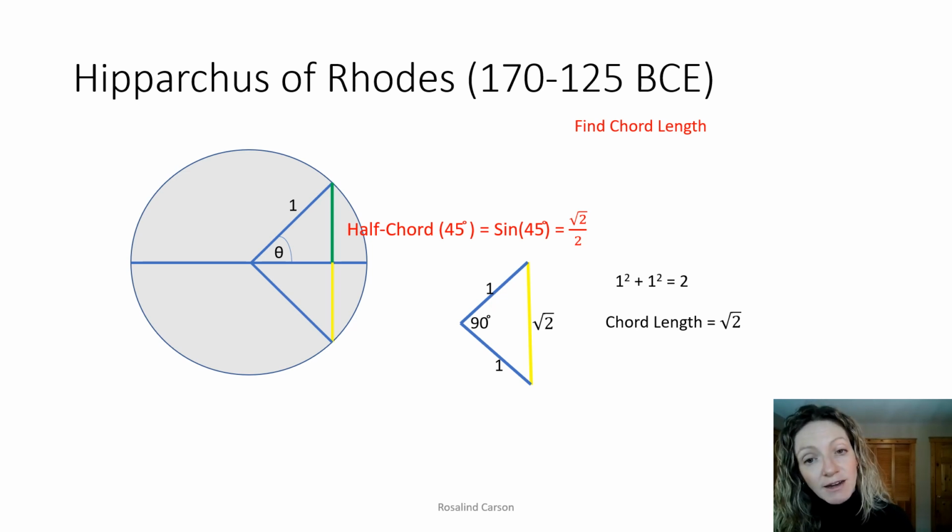Anyways, lots of fun visuals there, but the half chord length after traveling 45 degrees, we now call sine after traveling 45 degrees, but sine means half chord length. And that's just root 2 over 2. Nice, easy calculation. It's an exact value.